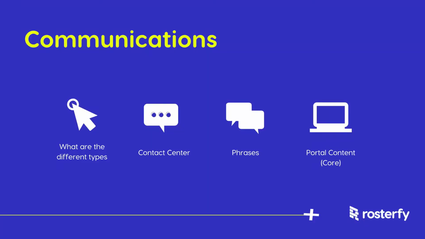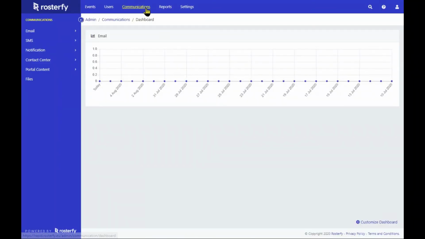Now let's take a look at communications and the different types that we have in the platform, as well as the contact center, which is how queries are submitted, as well as what phrases we use when we're setting up events and shifts and generally throughout the platform. And then finally we'll have a brief overview of the portal content.